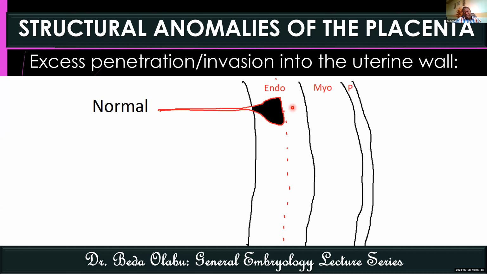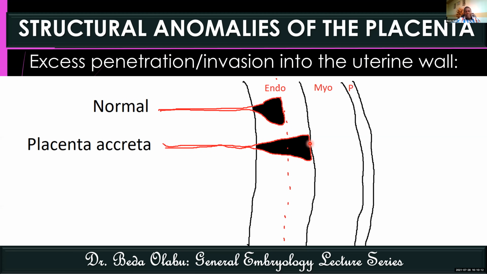So this part here is the part we are calling the decidua basalis, which contributes to the formation of the placenta. That would be normal. You may, however, have a situation where the chorion frondosum has penetrated deeper up to the myometrium. So basically beyond the decidua. This is what we call placenta accreta.